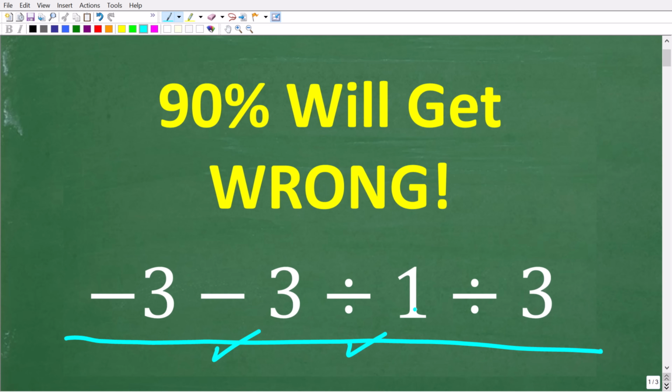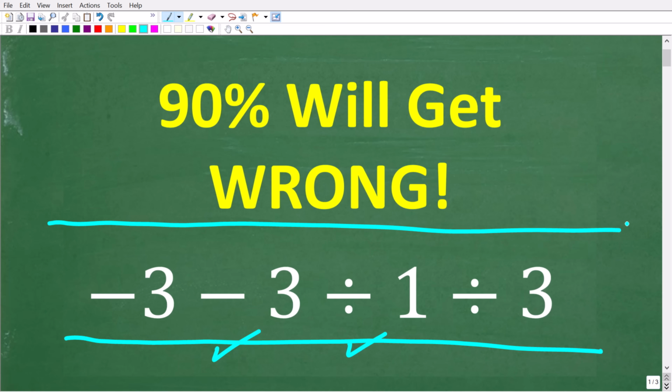But what if I told you that like 90% of the people that are going to try this problem are going to get the wrong answer? And if they did get the right answer, they probably got lucky. In fact, I will guarantee you that there will be a lot of debate in the comment section where people will be defending different answers, entirely convinced that their answer is right.